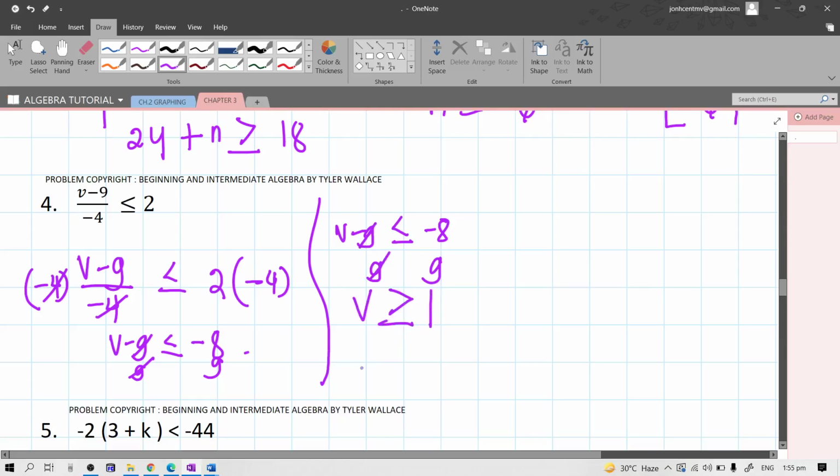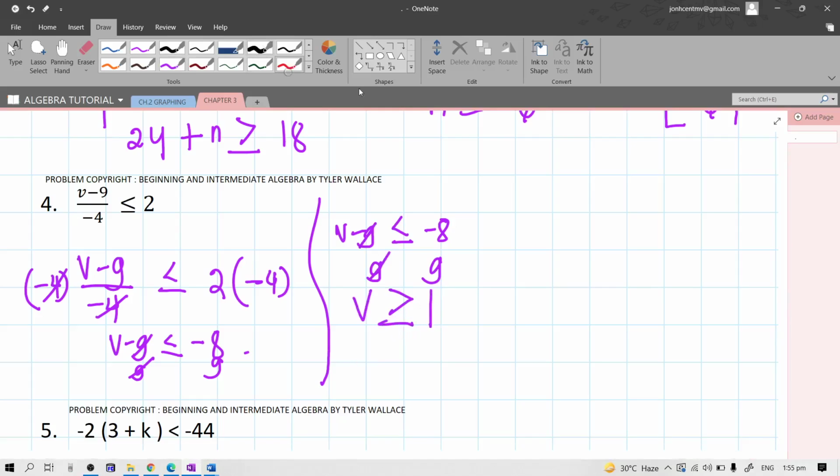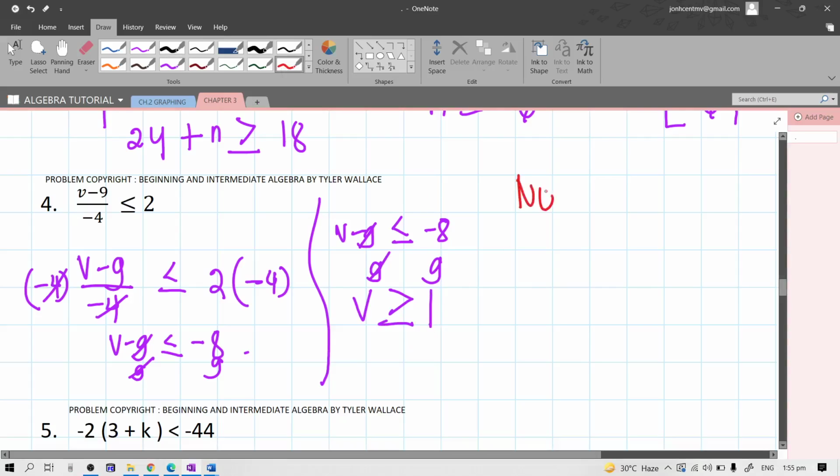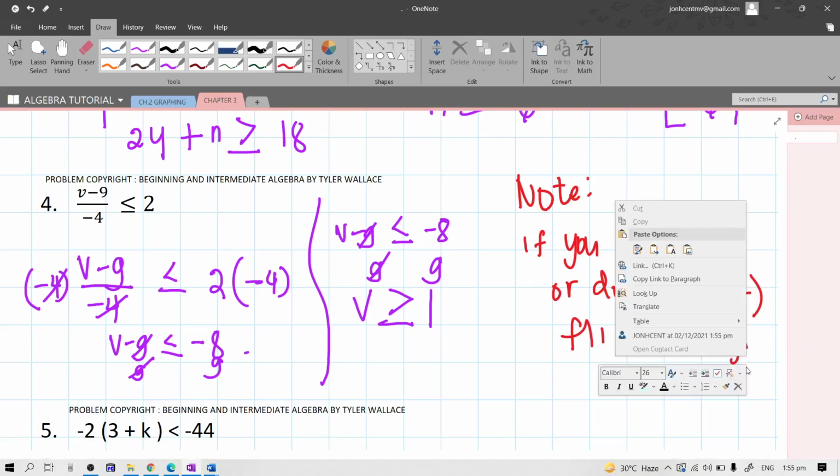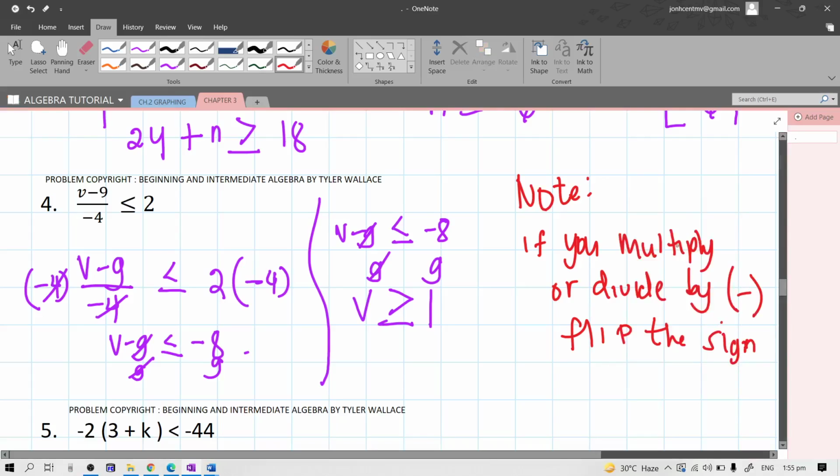So, bakit natin naiba yung sign? So, meron tayong rules. Okay? Note. If you multiply or divide by negative, flip the sign. Okay? So, lagi itong i-apply. Okay? So, kapag minultiply mo daw siya or dinivide sa negative, i-flip mo yung sign.